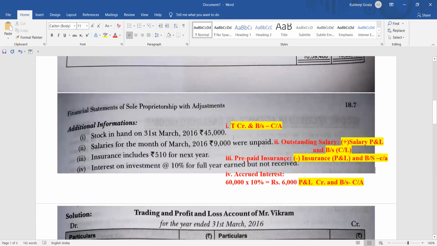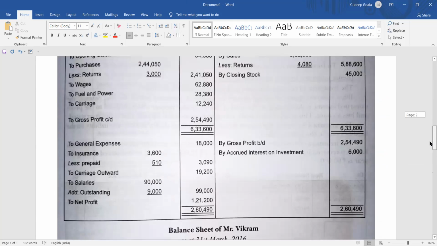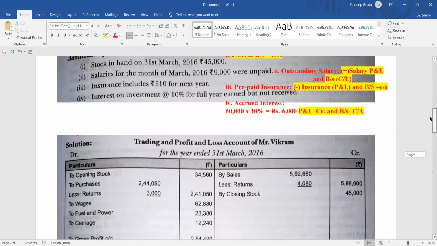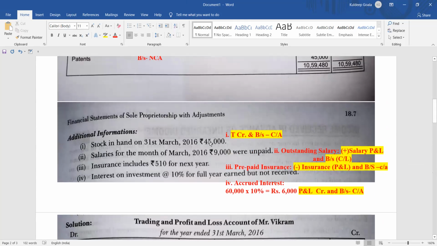Stock, closing stock. Closing stock, how much? 45,000, isn't it? So it should generally come under current asset. It should be before the non-current asset. Here, closing stock, 45,000. Okay, it should come before that. So while writing, you just make a little gap and write, so that if there is any item missed out, you can place it. And then after that, is there anything else in the balance sheet current asset?